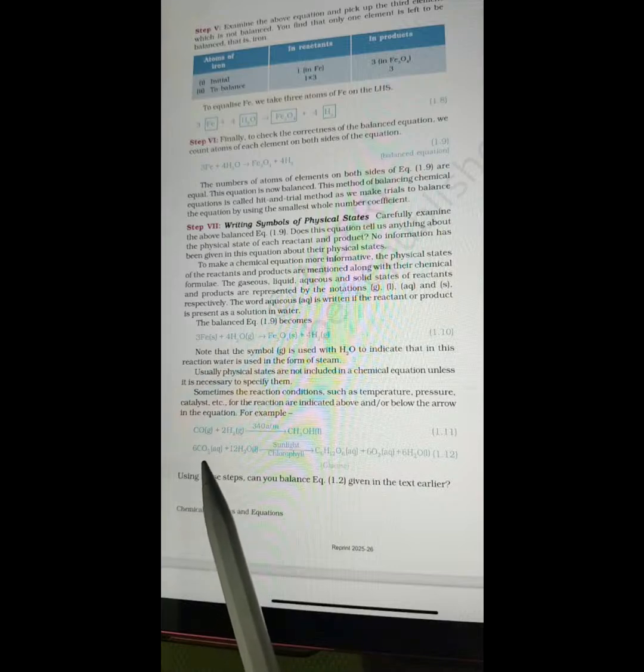Sometimes the reaction conditions such as temperature, pressure, catalyst, etc. for the reaction are indicated above and below the arrow in the equation. For example, CO2 plus 2H2, both in gaseous states, in the presence of 340 atmospheres, is going to yield CH3OH in the liquid form. So the equation of photosynthesis is this, you should definitely learn: 6CO2 in aqueous form plus 12H2O in liquid form in the presence of sunlight and chlorophyll gives C6H12O6 in the aqueous form, and this is known as glucose, plus 6O2 in the aqueous form plus 6H2O in the liquid form.